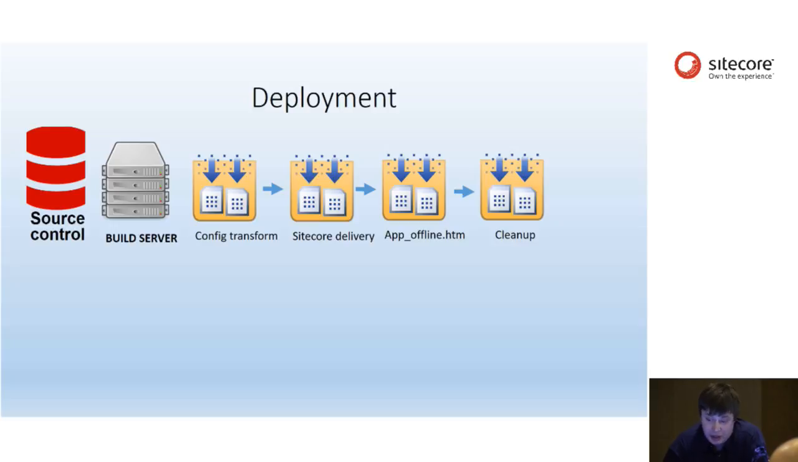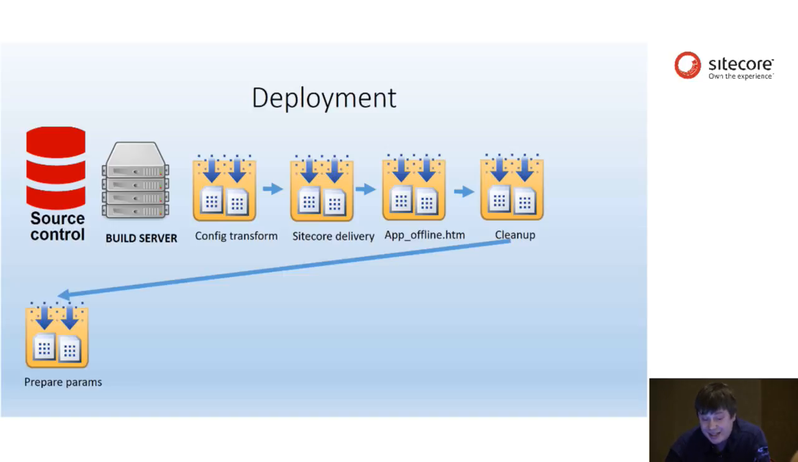Then a separate step, again with MS Build, is cleaning up the target application, like removing all stale files in the bin folder, for example, or media caching can be removed, or views can be removed if you need this. Everything is configurable.